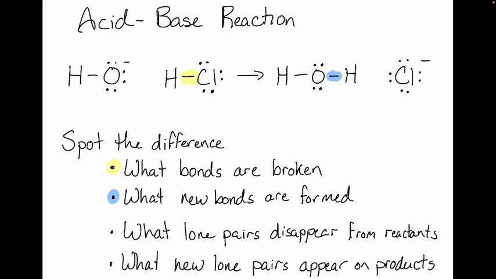And now we're not only going to pay attention to the bonds, but also the lone pairs. So what lone pairs do we see on the reactant side that are no longer there on the product side? We got that extra one on our hydroxide ion, right? That hydroxide oxygen has 3 lone pairs. If I jump to the product side, water only has 2 lone pairs. So that lone pair goes somewhere, right? And then lastly, what new lone pairs appear on the product side that weren't there on the reactant side? The one on the chloride ion, right? It has 4 on the right and only 3 on the left. Cool.